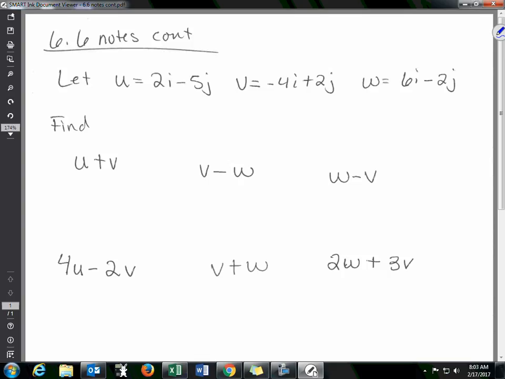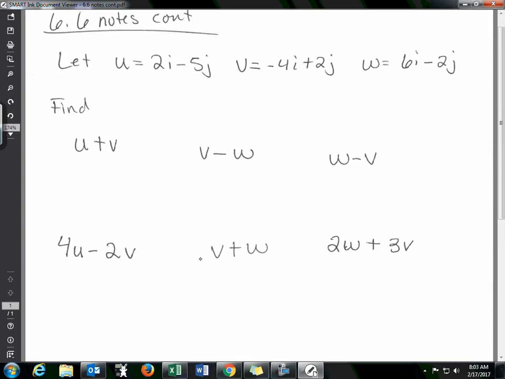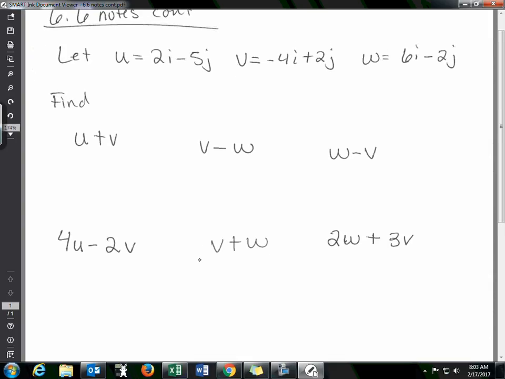So here we go. Today you're given three different vectors, u, v, and w. And you're basically doing either vector addition, vector multiplication, scalar multiplication, or scalar multiplication mixed with vector addition or subtraction. So it's really not that bad. So here we go. So u plus v.